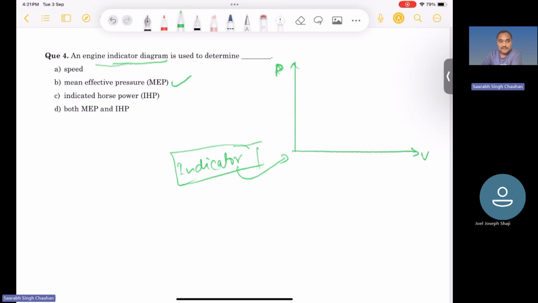Indicated horsepower. Yes, power you can get because from the PV diagram you can get the information about the work output. Okay, so both of these should be correct. So basically part D should be the correct option, both MEP and indicated horsepower. Okay, so I think this is clear, and we can move to the next question.